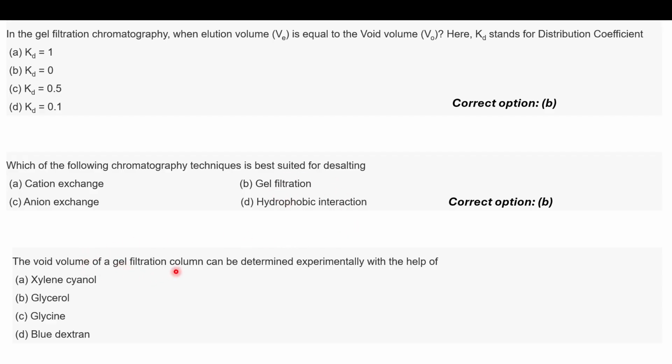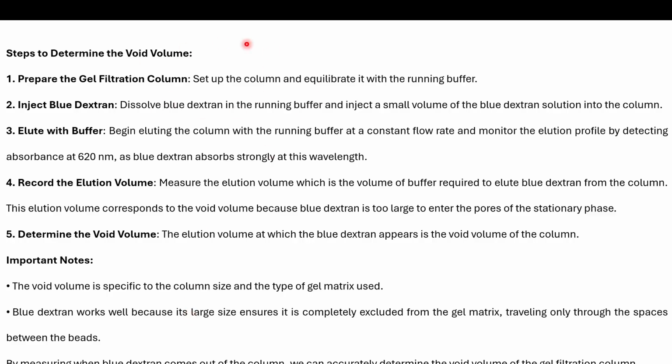The void volume of a gel filtration column can be determined experimentally with the help of a really large molecule called blue dextran. This is used to determine the void volume of a gel filtration column, the SEC column.